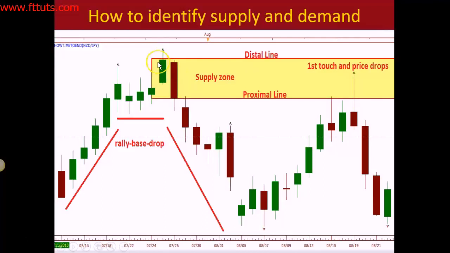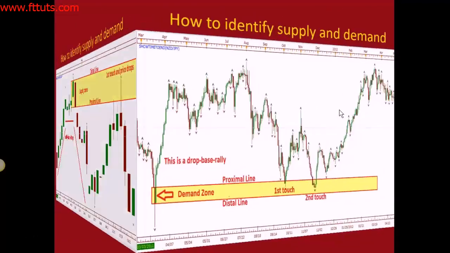So you could see where we drew the zone here based off of the rally base drop. Where we had that consolidation right here, that's where we started to draw our zone. Once we draw our zone, the market drops, and then the market came back to the zone. So we'll get deeper into these zones and how to trade them.